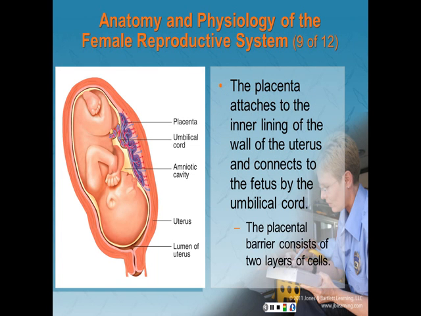The placenta is a disc-shaped structure. It attaches to the inner lining of the wall of the uterus and is connected to the fetus by the umbilical cord, and you can see this in the picture on your left. The placental barrier consists of 2 layers of cells, keeping the circulation of the woman and fetus separate, but allowing substances to pass between the two.